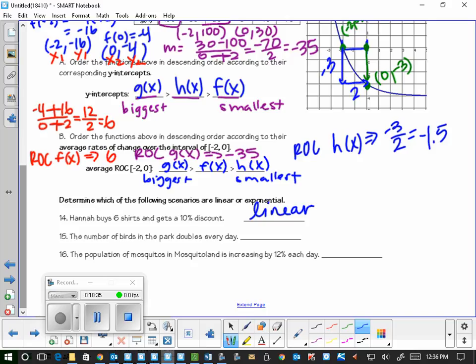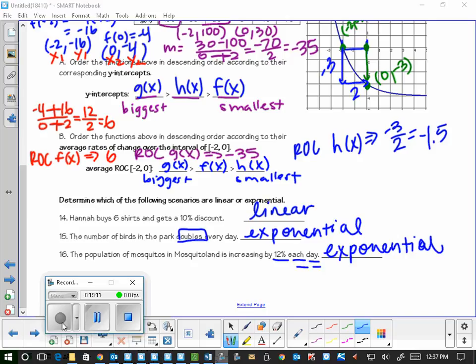So remember your keywords for exponential. You're looking for words like double, triple, half. That really gives it away that it's exponential. You're also looking for percents, but that are percents every year. So increasing by 10% every year, or decreasing by 3.8% every day. So those are some examples of exponential. All right, so go ahead and do numbers 15 and 16 now.